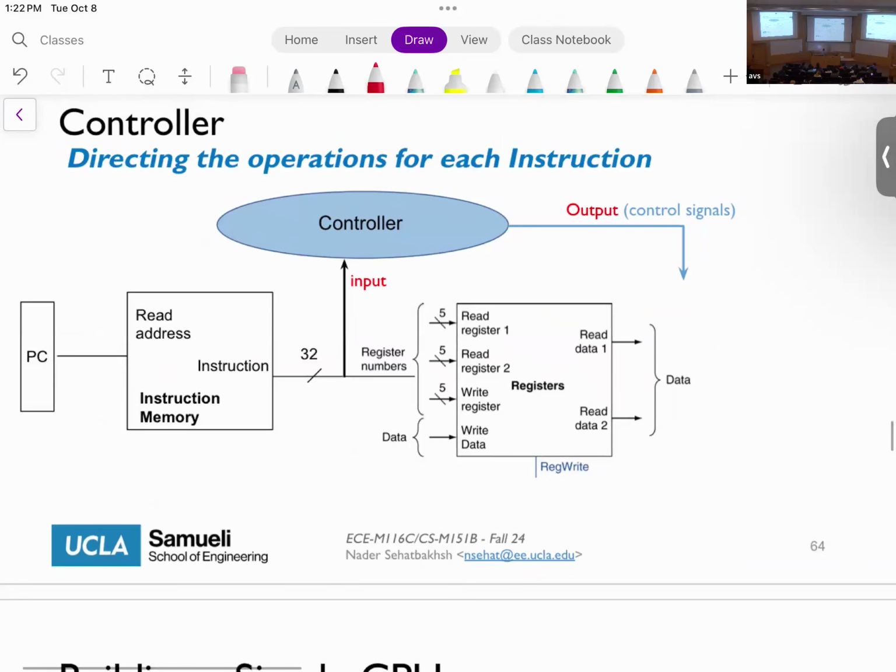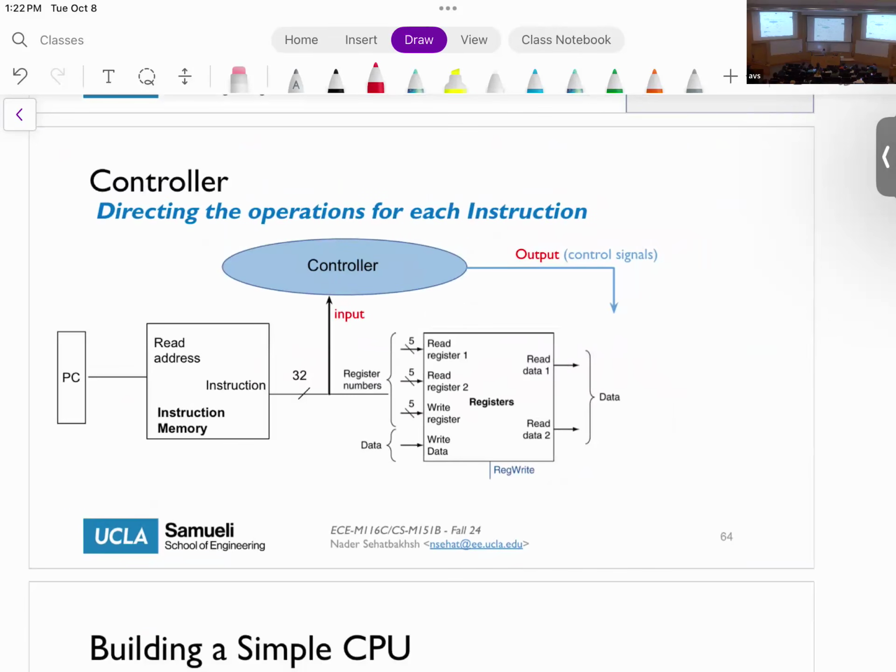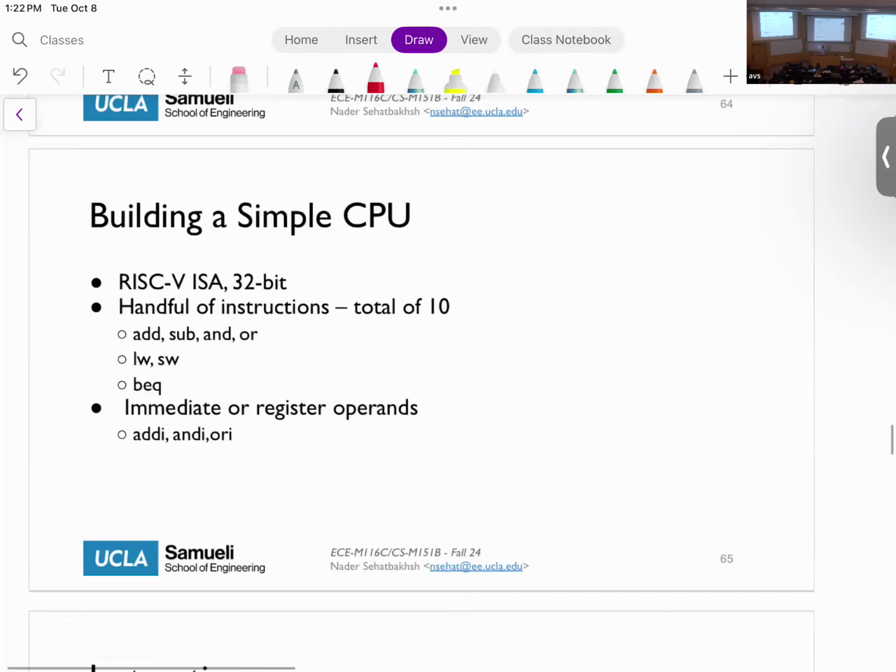So this is what we have so far. We have the PC connected to the instruction memory. I said that the number of bits here depends on the size, let's say 10. We read a 32-bit instruction. We connect relevant bits to the register file. We also feed this into the controller. Here's what we're going to do from this point on.